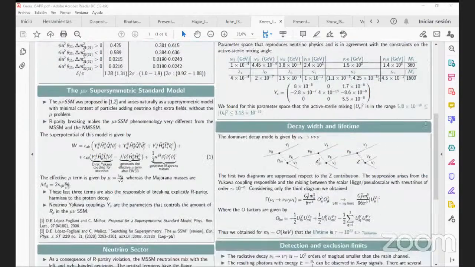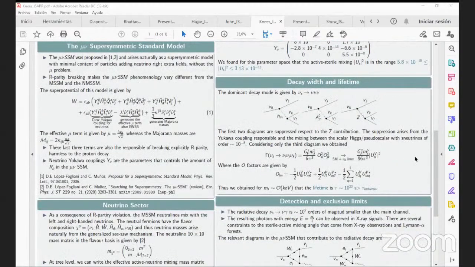If we can go down to the second box. For the lifetime, we have these 3 diagrams in principle, but the scalar and pseudoscalar mediated ones are suppressed with respect to the Z boson one, because of the Yukawa coupling and because there is a mixing between scalar and pseudoscalar with neutrinos, and thus it's more suppressed.